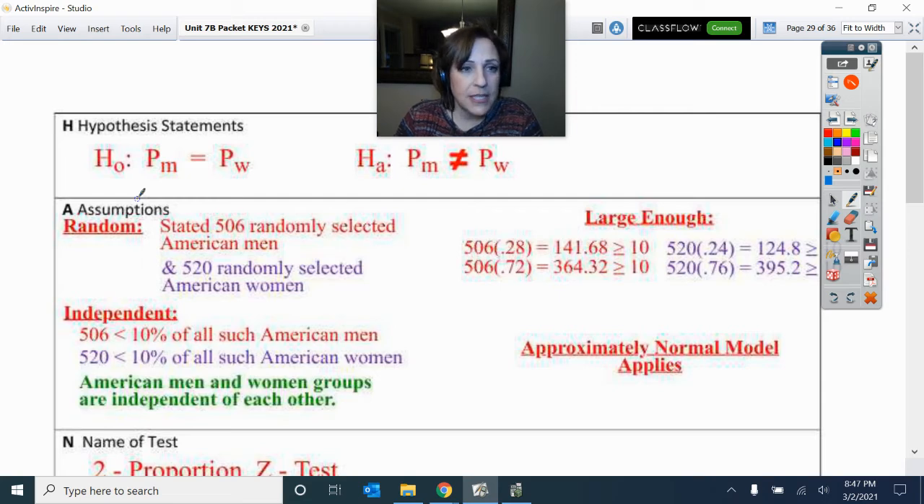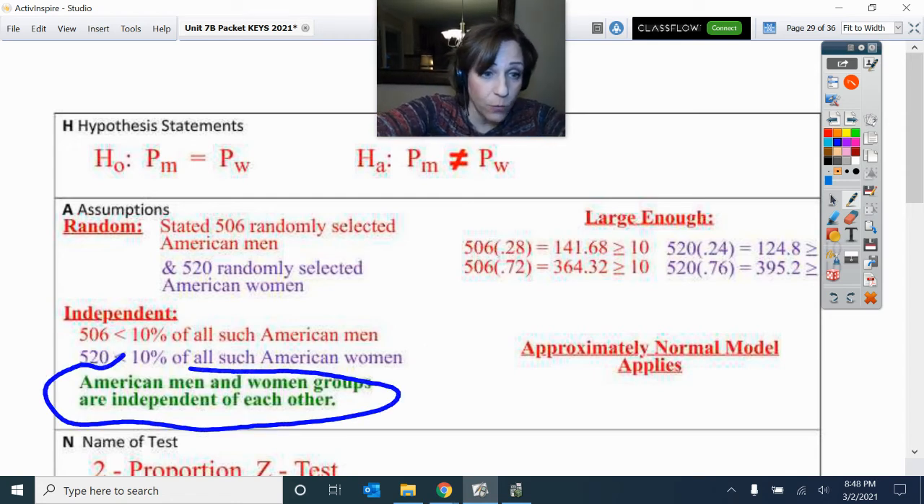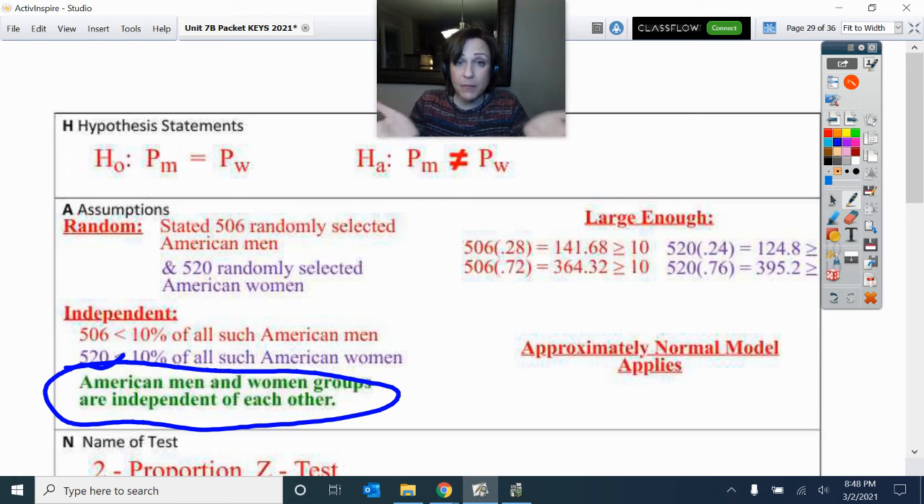So for my assumptions, random: I have the two different items stated, that we had 506 randomly selected men and 520 randomly selected American women. Independent: the 506 is certainly less than 10% of all such American men, and 520 is less than 10% of all such American women. And here's that new thing: American men and women groups are independent of each other.